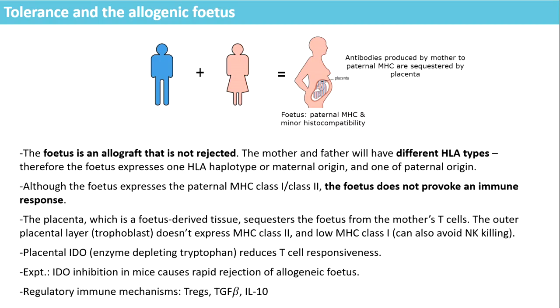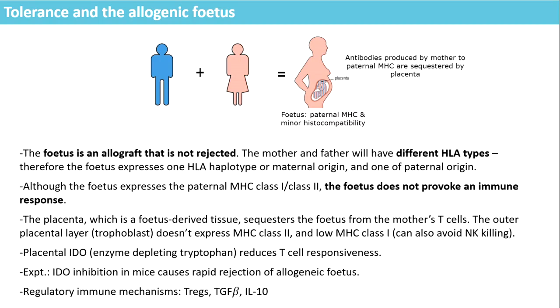This is largely down to the placenta. The placenta is derived from the fetus, and what it's actually doing is sequestering the fetus from the mother's T cells and the immune system. The actual outer layer of the placenta, which is known as the trophoblast, doesn't express MHC class 2, and it's got low MHC class 1.